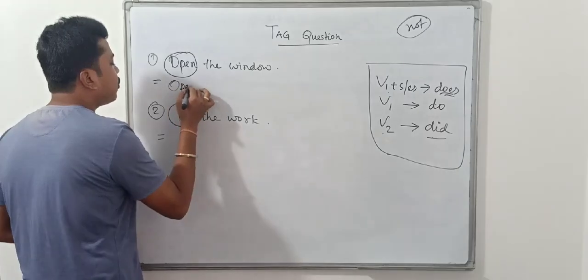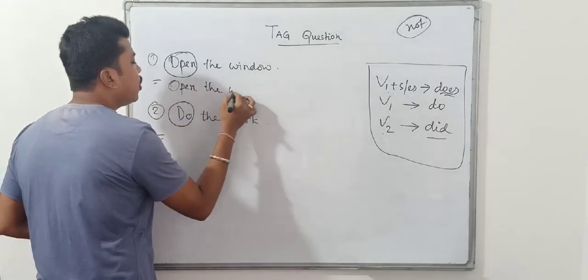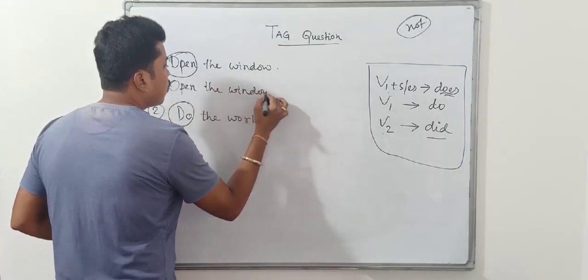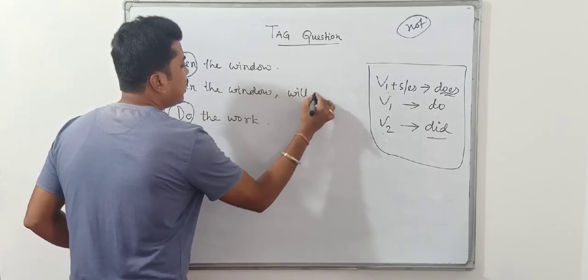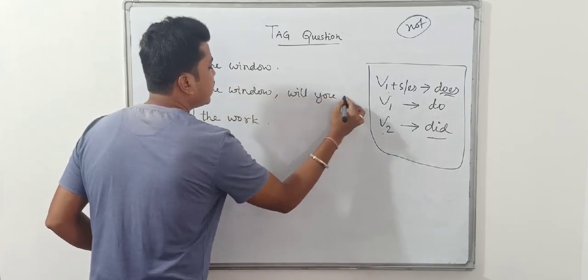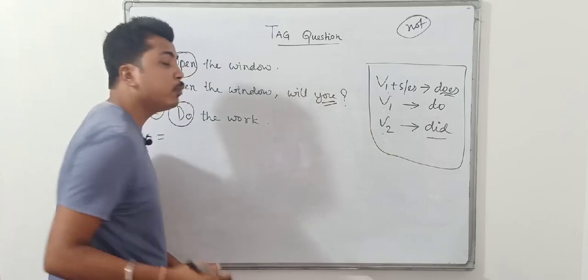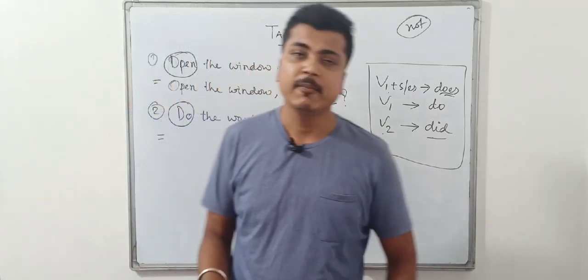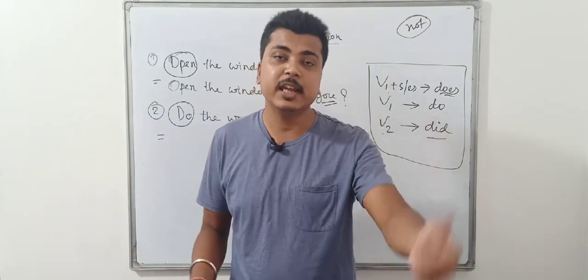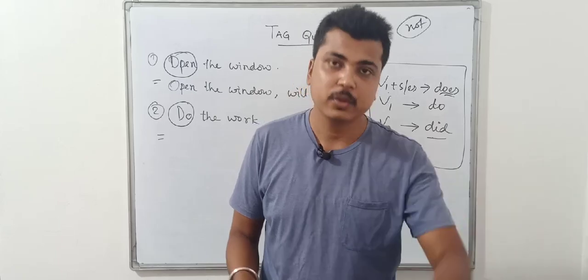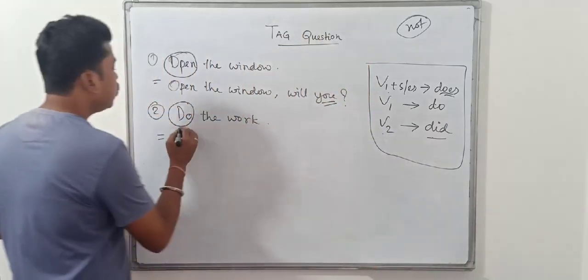So what will be the answer of this? Open the window, comma, will you. Here we are using the pronoun you. Why? Because you are going to say it to someone, isn't it? Say, who is next to you, who is near to you. Open the window. Will you? Isn't it?